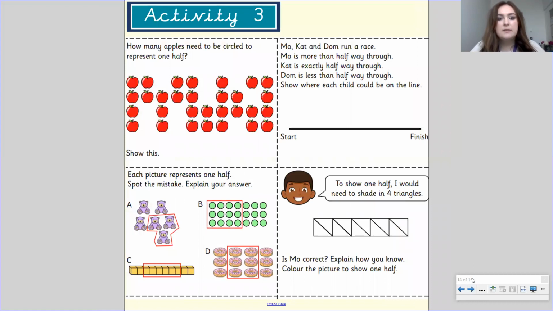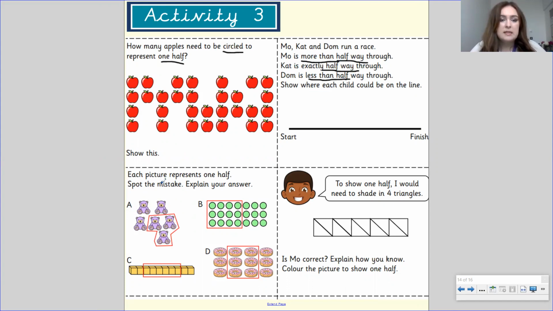Okay, and activity number 3, you've got some questions here that you need to answer. So the first one says, how many apples need to be circled to represent 1/2? And you need to draw it out and show it. The next one says, Mo, Cat, and Dom run a race. Mo is more than halfway through, Cat is exactly halfway through, and Dom is less than halfway through. Show where each child could be on the line. Now, the best way to do this is start with Cat and then use your knowledge of where Cat is to help you find where Mo is and then where Dom is.